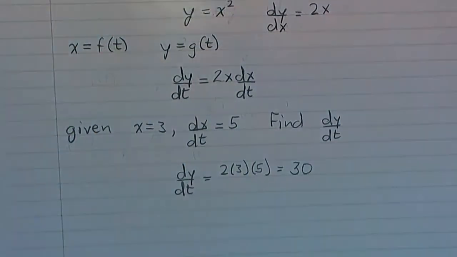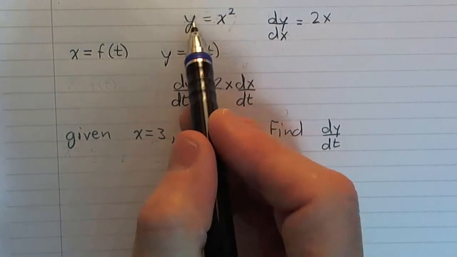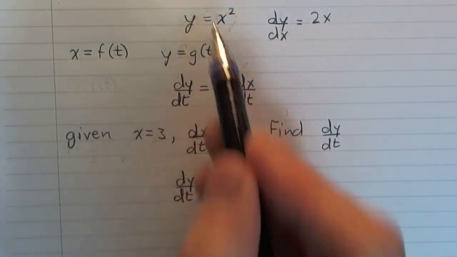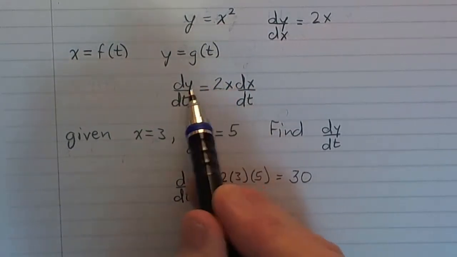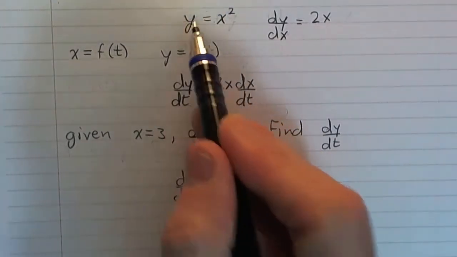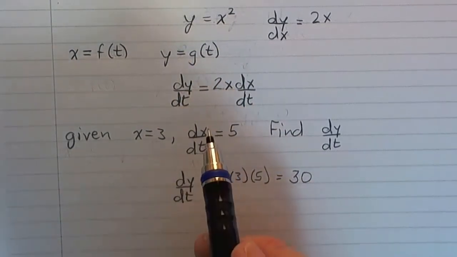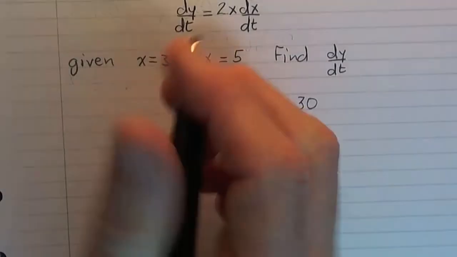So look, we're given this relationship up here between x and y. And based on that relationship, we can then find a relationship between the rates, the related rates. We find this relationship between the variables, and then we find this relationship between the rates of change.